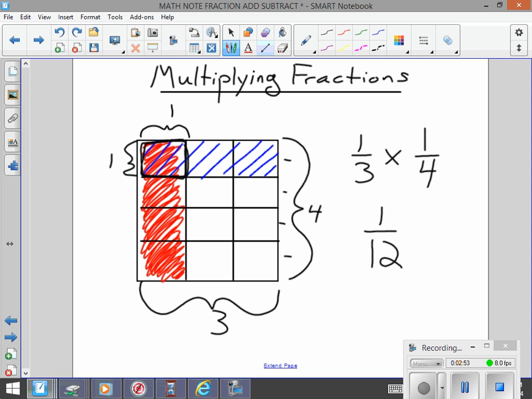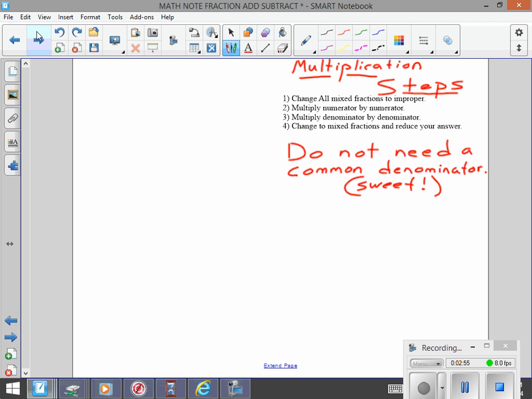Now let's show you how to do this step by step. These steps are pretty straightforward, I think. I think this is easier than adding and subtracting. The first one is to change all mixed fractions to improper. Now, you usually do that anyway. It's just easier to work with, right? So let's try another example here. How about 3/4 times 2/5?